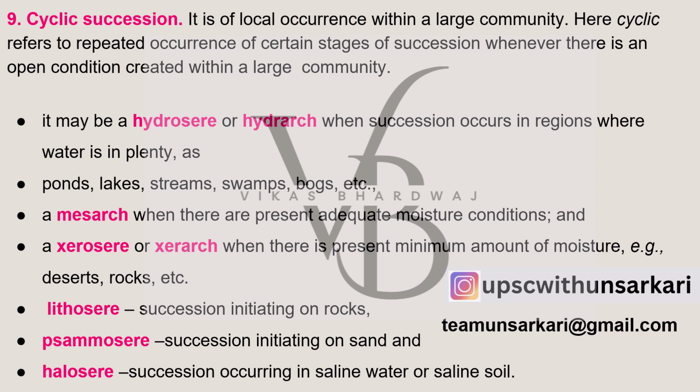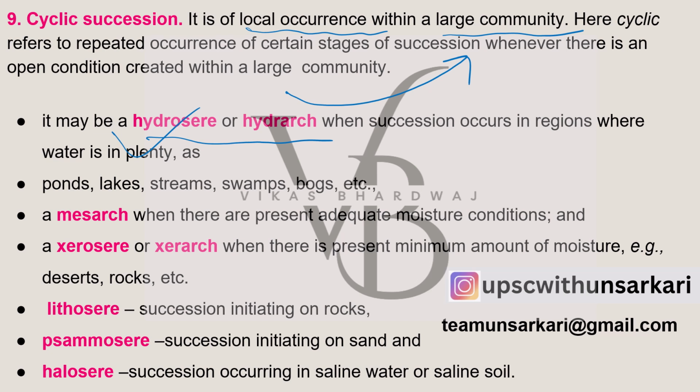Cyclic succession is of local occurrence within a large community. Here cyclic refers to the repeated occurrence of certain stages of succession. Again, whenever an open condition is created within a large community, it leads to cyclic succession. For example, hydrarch, where succession occurs in a region where water is in plenty: ponds, lakes, streams, swamps, as we see in the case of wetlands.